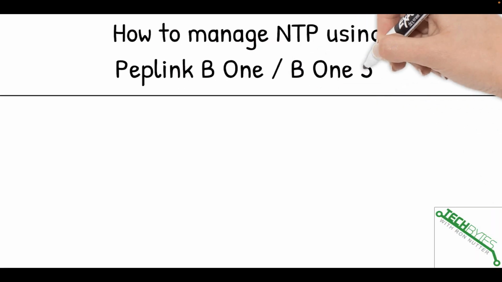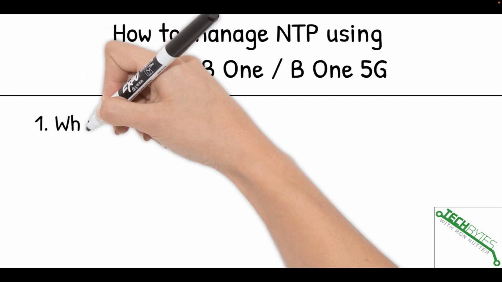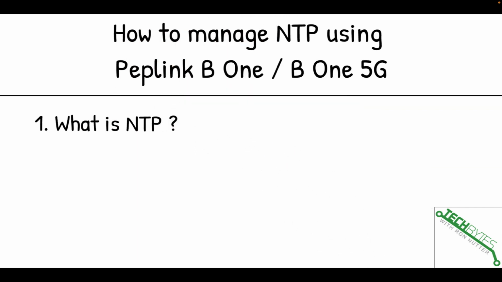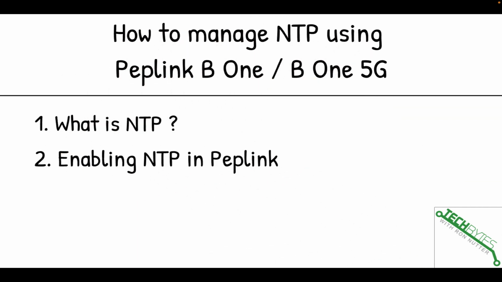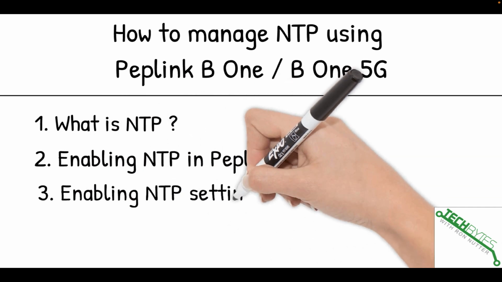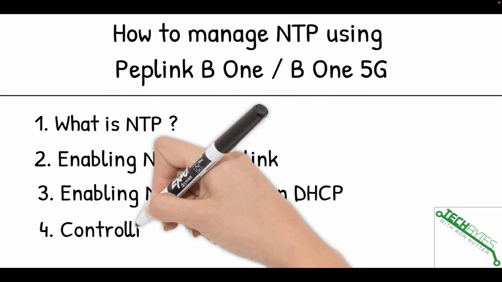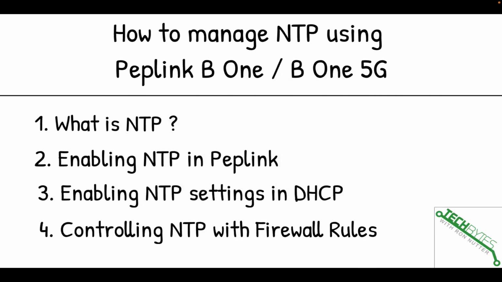Here's what we're going to be discussing in today's video, and that's how to manage NTP using the Peplink B One or B One 5G. Now, this will probably be applicable to the entire Peplink line and to varying degrees other routers. This shows you the kind of things that you're going to be able to do with it. First of all, we're going to talk about what is NTP, because some of you may not have heard of this. Next, we'll talk about enabling NTP in Peplink, then enabling the NTP settings in DHCP, and lastly, controlling NTP with the firewall rules.